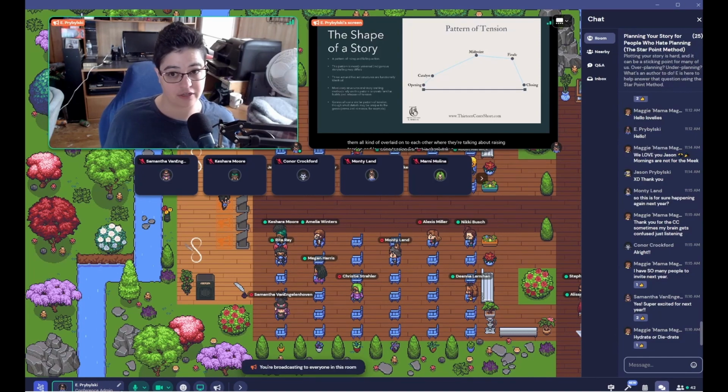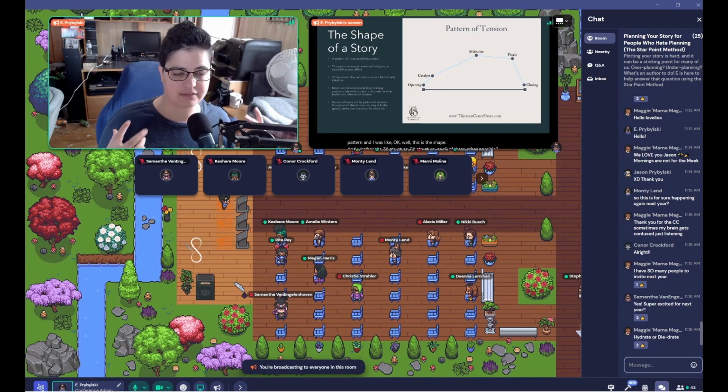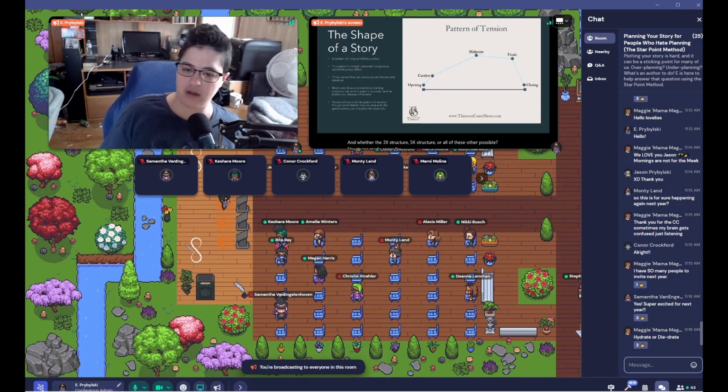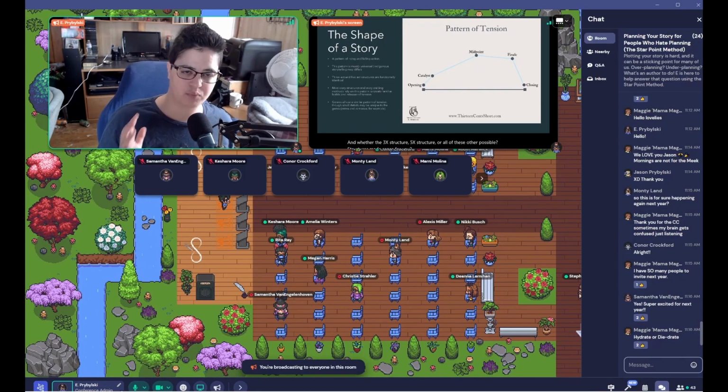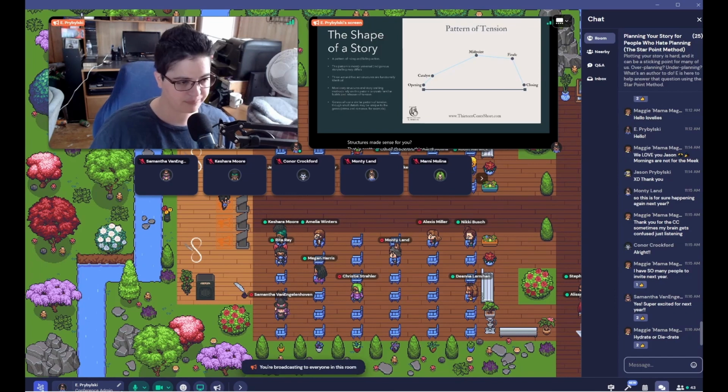Being autistic, I saw this pattern and I was like, okay, well, this is the shape. And whether the 3-act structure, 5-act structure, or all of these other possible structures made sense for you, that is pretty much all the same thing, just explained differently.